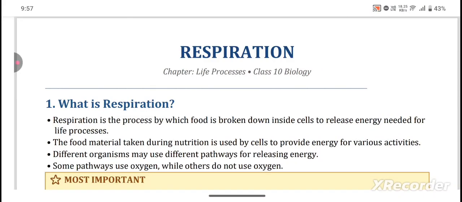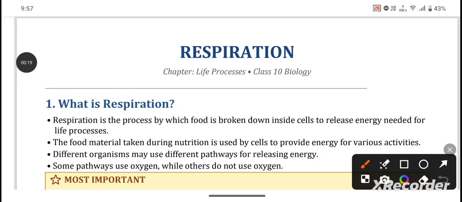In this lecture, we are going to discuss the process of respiration. This is one of the topics from the chapter Life Processes, Class 10 Biology. Let's start today's lecture. So, respiration is the process by which food is broken down inside the cells to release energy needed for life processes.